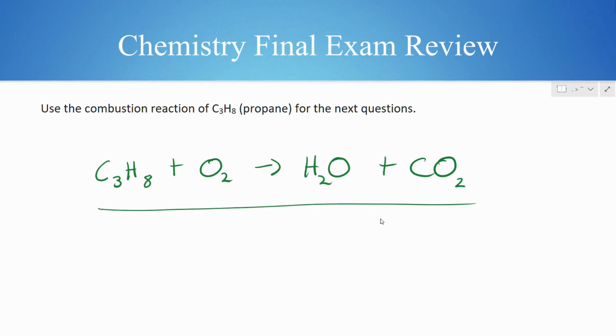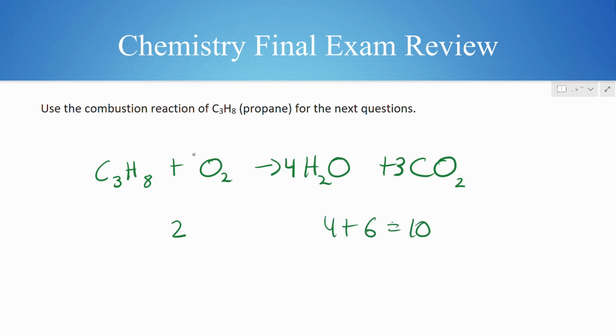So the next step is to balance this equation. I'll begin by adding a 3 right here. Now I have 3 carbons on the right side. Next we'll do hydrogen, so I'll put a 4 here. And we'll do oxygen last. On the left side we have 2 oxygens, and on the right side we have 4 plus 6, so that's 10. So I'll respond by putting the 5 right here. This is the balanced reaction that we are going to be using for the next questions.